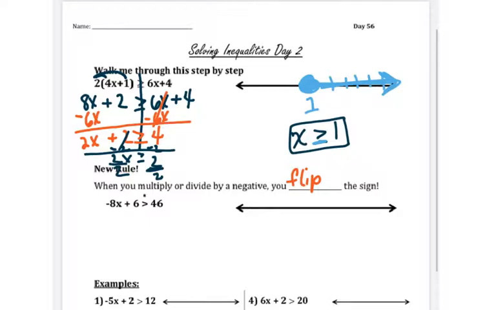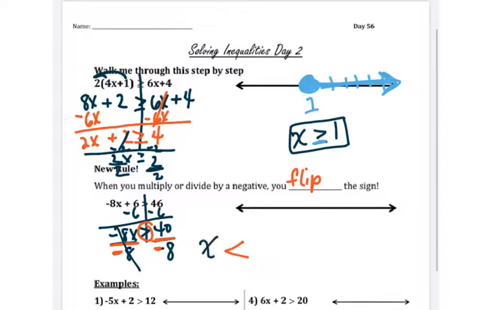What that means is we solve like normal at first. We subtract 6 from both sides. That leaves me with negative 8x is greater than 40. We get x by itself by dividing by negative 8 on both sides. The way that I used to remember this is if you see line, line, flip the sign. When you're dividing by a negative number, your symbol is going to have to flip. So my final answer: 40 divided by negative 8 is the number negative 5.